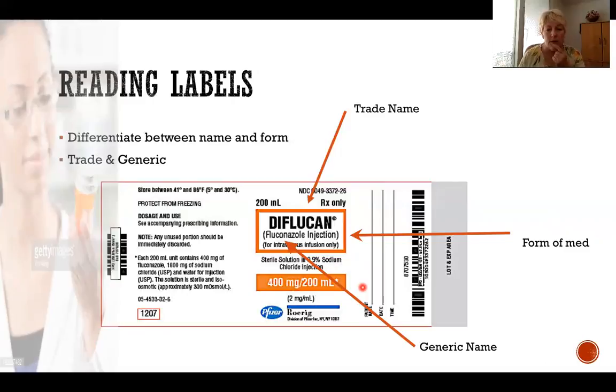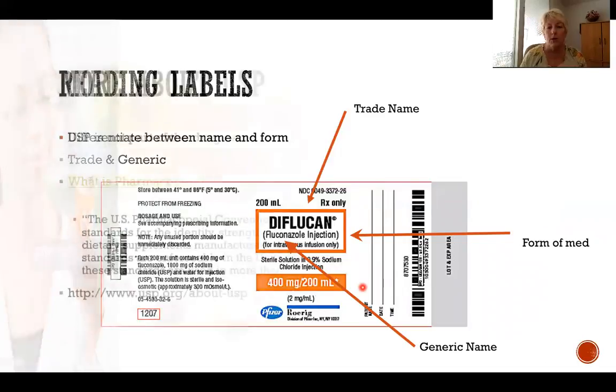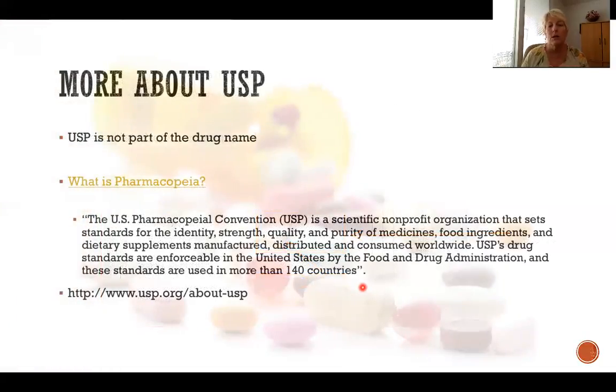I was looking on this label. I don't see USP clearly on this label, but it is on others. And so I wanted to make sure that you realize that USP is not part of the generic name either. USP is actually an organization which sets standards for the identity, strength, quantity, and purity of our medications, food ingredients, and our dietary supplements. So it doesn't go as a part of the generic name either.